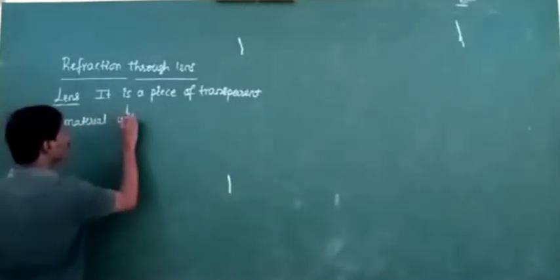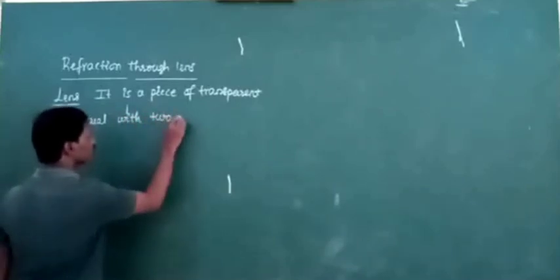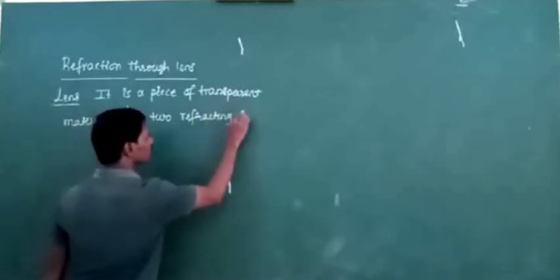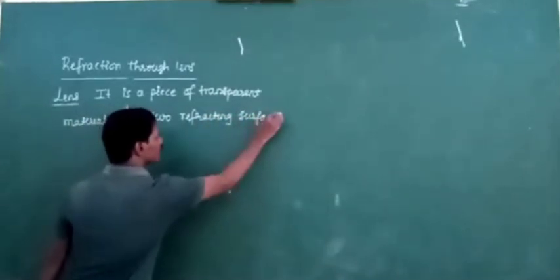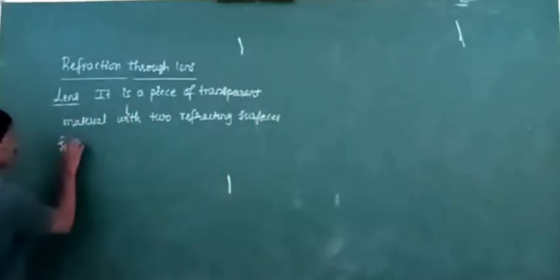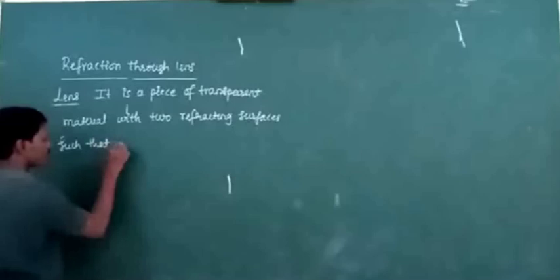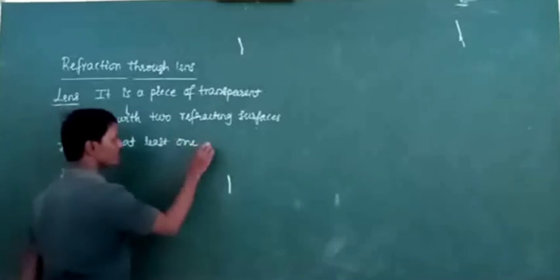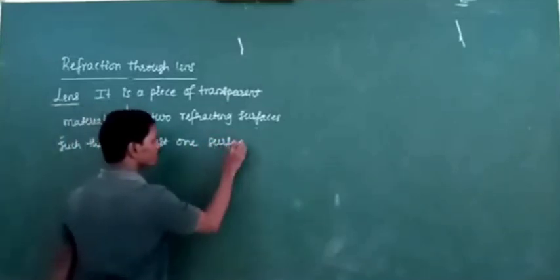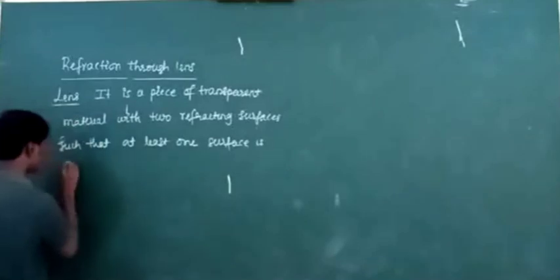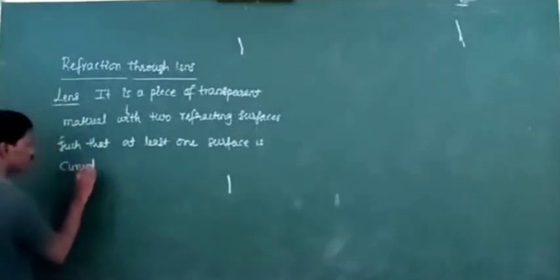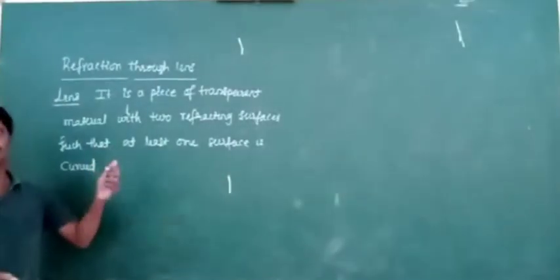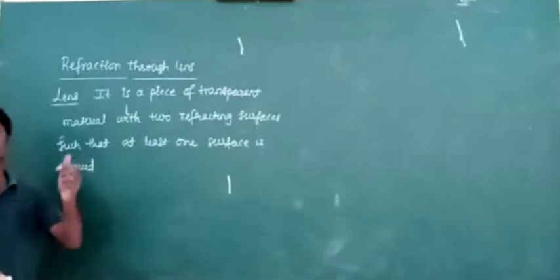with two refracting surfaces, such that at least one surface is curved. Okay, and the refractive index of the material of the lens is different from the refractive index of the surrounding medium.